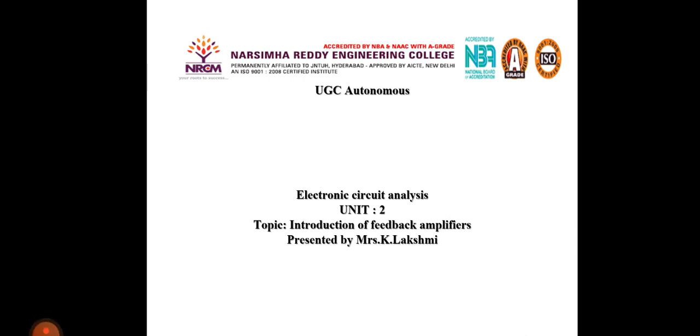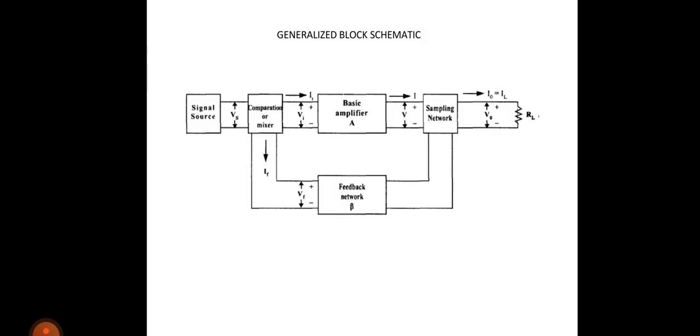So, in today's class, you are going to see the introduction of feedback amplifiers. In the last class, I have already explained the characteristics of basic amplifiers. They are nothing but the voltage amplifier, current amplifier, transconductance amplifier, and transresistance amplifier. Let us see the block diagram of a feedback amplifier.